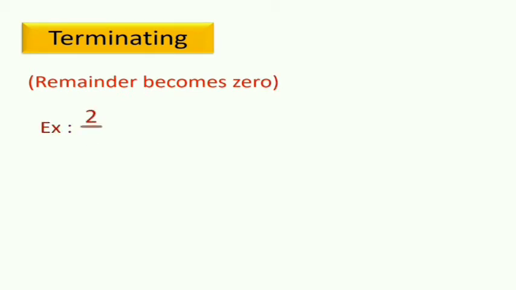Here the remainder becomes 0. For example, 2/5 equals 0.4. This is the normal division.